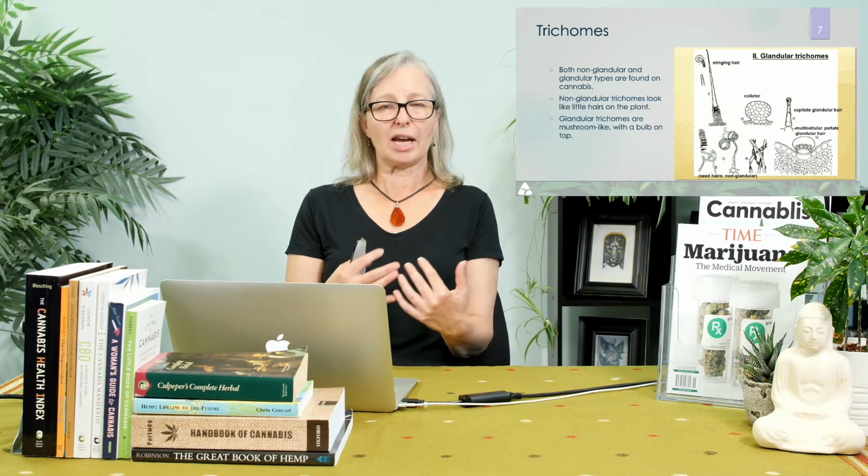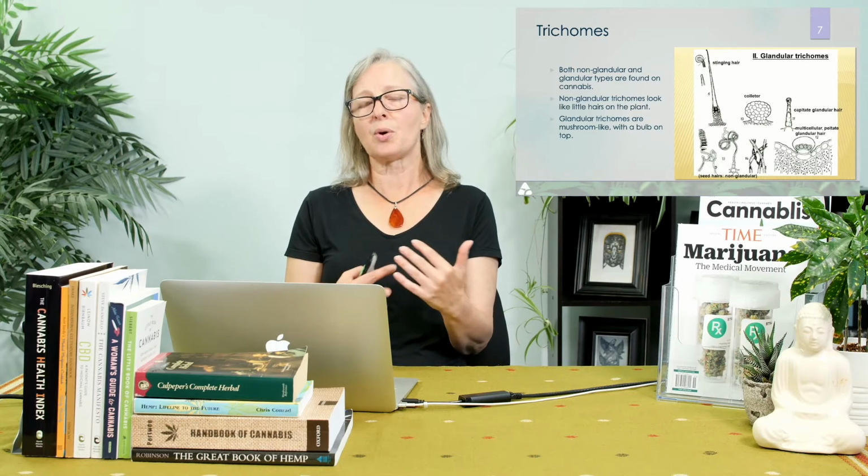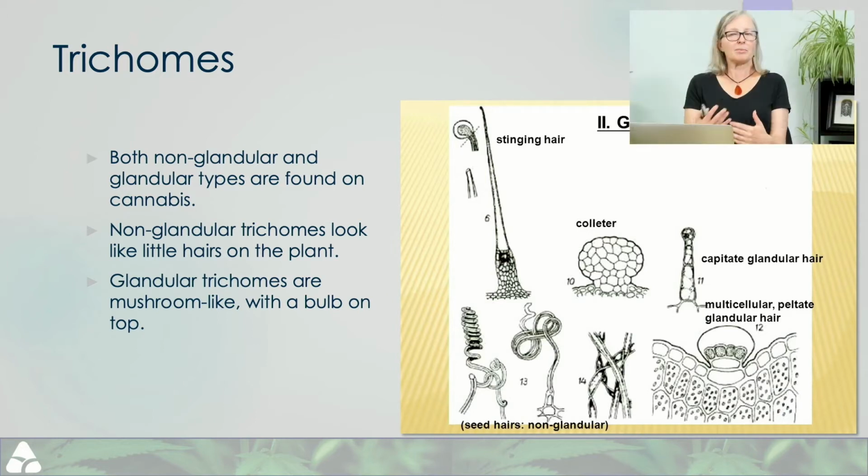So there are two types of trichomes: non-glandular and glandular. I just said that there are other plants that do have trichomes, and usually that is the non-glandular type. Some of them, like say a stinging nettle, will have a non-glandular trichome that has a little bit of, we can call it a poison in there. So if you get some stinging nettle on your skin, you might get some prickles from that and a little itchy rash.